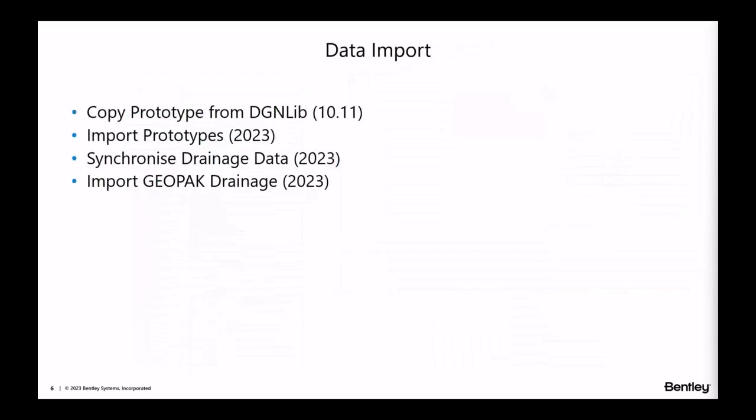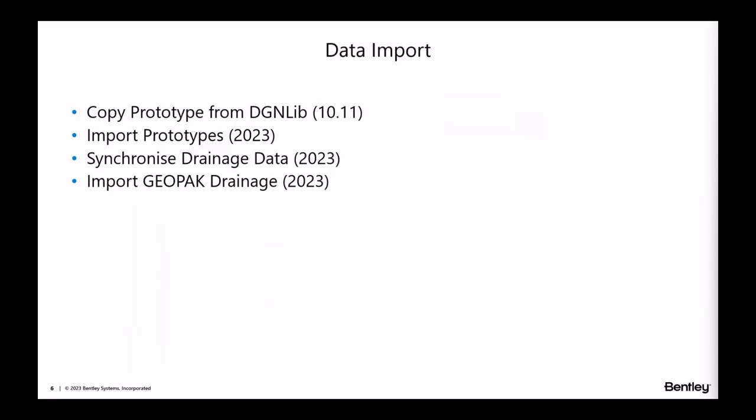Okay. We've also added some drainage import functionality, particularly for the 2023 release. We heard that keeping your working files, your design files, in sync as DGN libs are being developed is an issue for you. So we've added two new tools to help with this. You can now import prototypes from DGNs or DGN libs. So you can update a working file from the DGN lib, or if you've created a testing prototype in a working file, you can add it to the DGN lib.